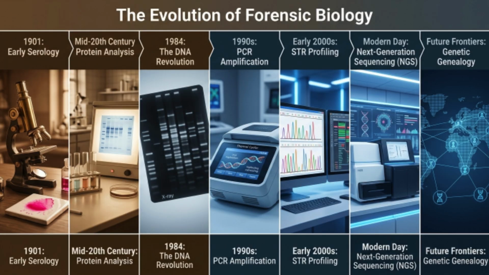History of forensic biology. The roots of forensic biology can be traced back to the late 19th century when scientists first developed methods to identify bloodstains. A major breakthrough came in 1901 when Carl Landsteiner discovered human blood groups. This allowed investigators to distinguish between different blood types. Another revolutionary advancement occurred in 1984 when Alec Jeffreys developed DNA fingerprinting. DNA profiling transformed criminal investigations by enabling scientists to identify individuals with extraordinary accuracy. Today, DNA analysis is considered one of the most powerful tools in forensic science.